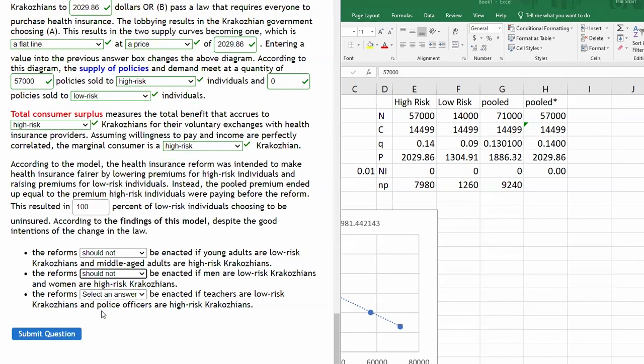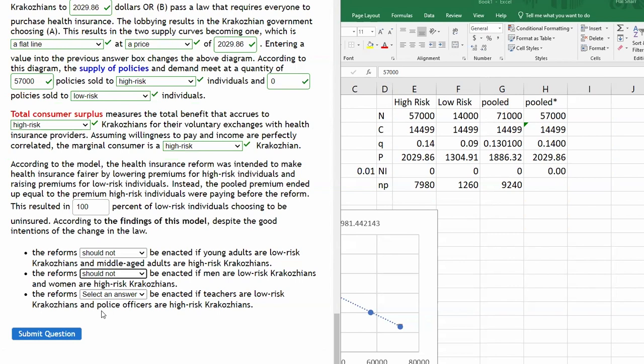The reforms should or should not be enacted if teachers are low-risk Caucasians and police officers are high-risk Caucasians. Well, the teachers are going to have a much safer job than police officers. If police officers are running down a suspected criminal, they might tweak their knee. They might break a leg jumping over a roof from one building to the next, trying to chase down a suspected criminal. They might get in a car crash as a result of a high-speed chase. So they're going to be using healthcare more often than teachers.